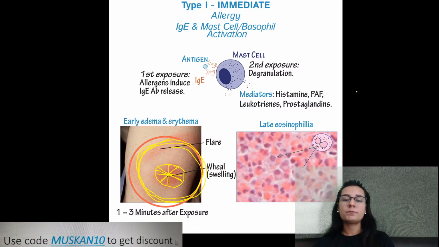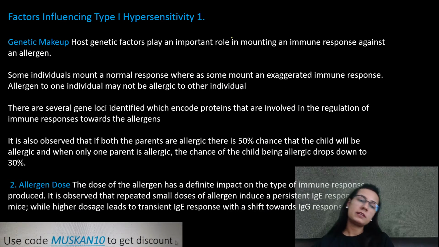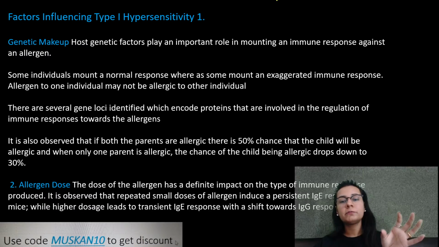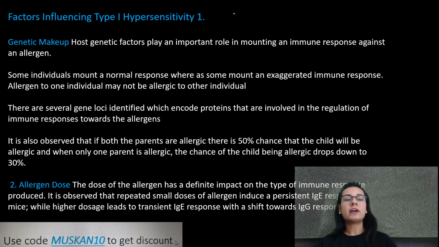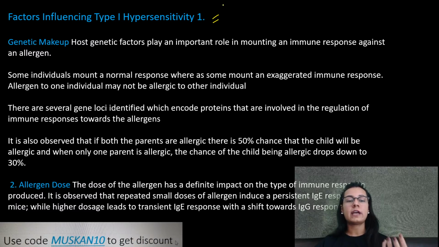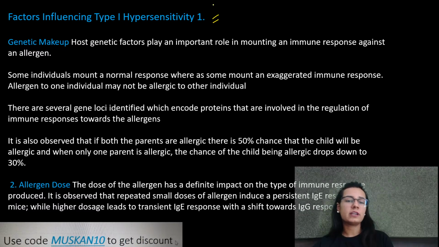1, 2, 3, 4, 5 is importance. Mediators, we have to remember the primary and the secondary mediators, that is the preformed mediators and the mediators that are synthesized later. Now, factors influence. What are the factors that are influencing the type 1 hypersensitivity? Now, we have seen the atopic dermatitis or the asthma. They are hereditary. Mostly they are hereditary.